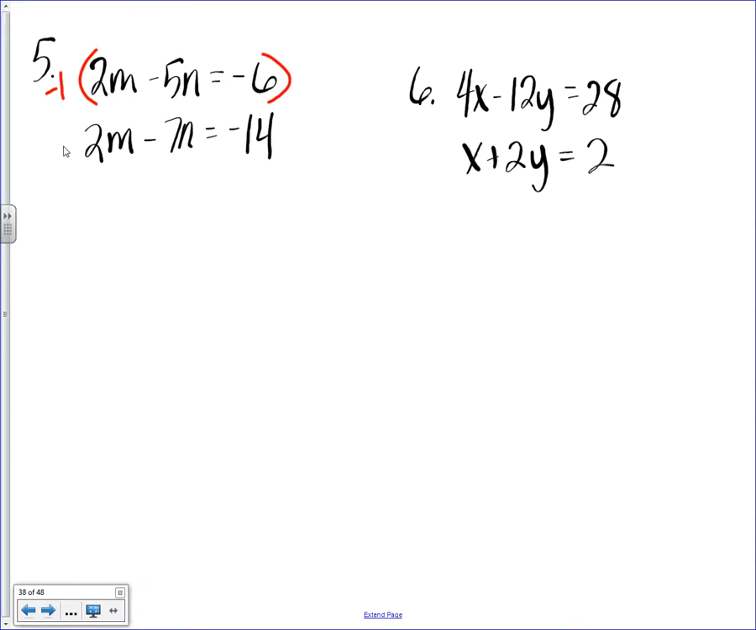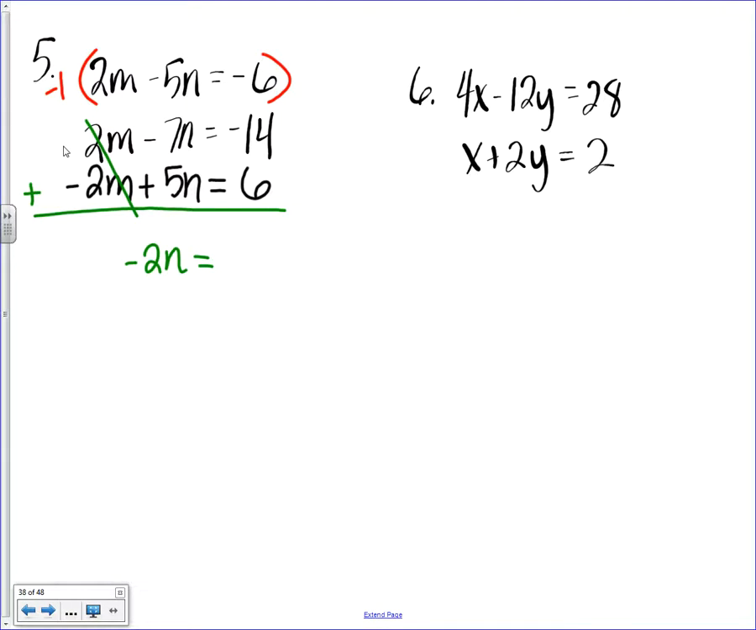So when you do that, I now have -2m plus 5n is equal to 6. You must distribute that throughout the entire equation. Now, do you have additive inverses? You do. So now we're right back where we were before. We're going to add these two equations up. How many m's do you get? None. How many n's do you get? -2. And your constant? -8. How are we doing?